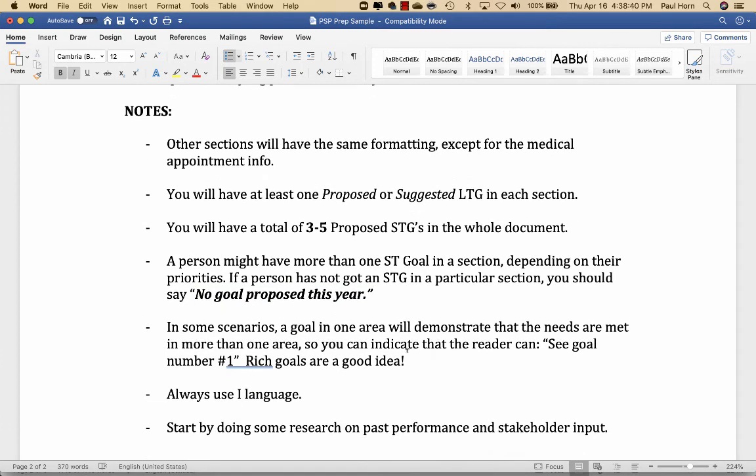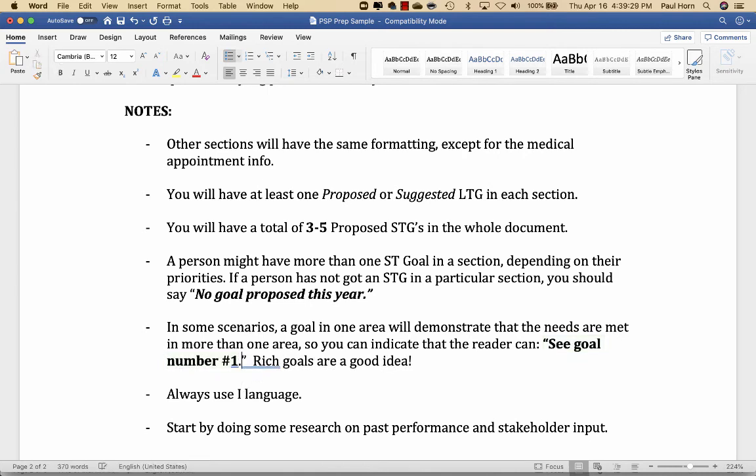In some scenarios, a goal in one area will also be rich enough to demonstrate that the needs are met in more than one area. So for example, you could say that a person was going to go and do something that would improve their physical fitness in goal section number 1, but it might also demonstrate that they have improved their social life. So for example, if their goal was to complete a season of soccer, well, if you completed a season of soccer, chances are your health is good, and so is your social profile. And so when you get to the social section, you might say, beside where it says proposed short-term goal, these words: see goal number 1, or see goal in section number 1.